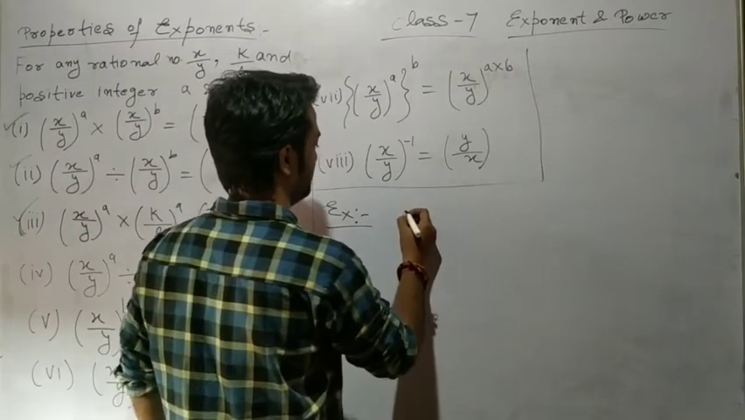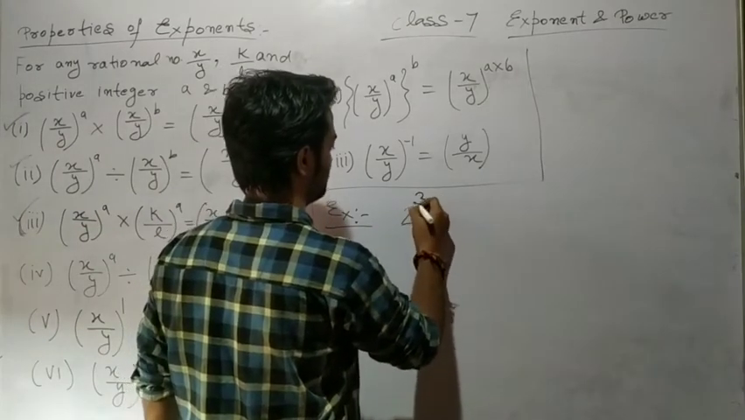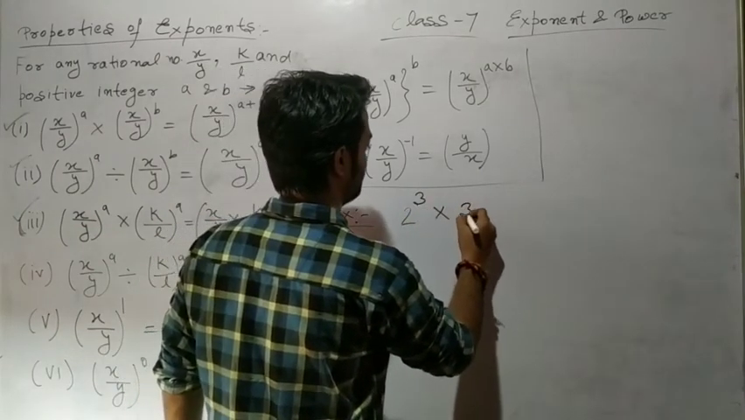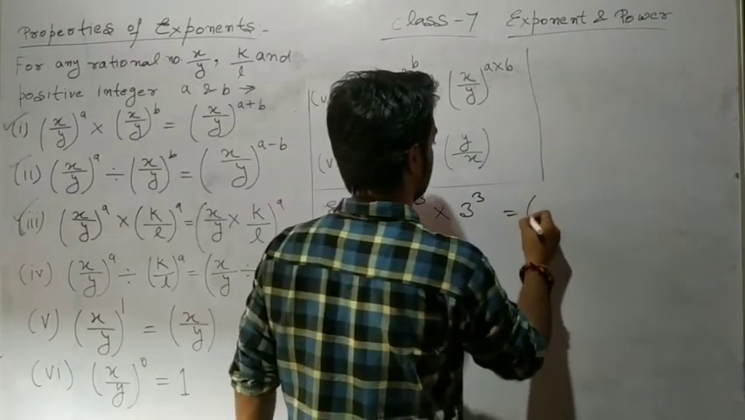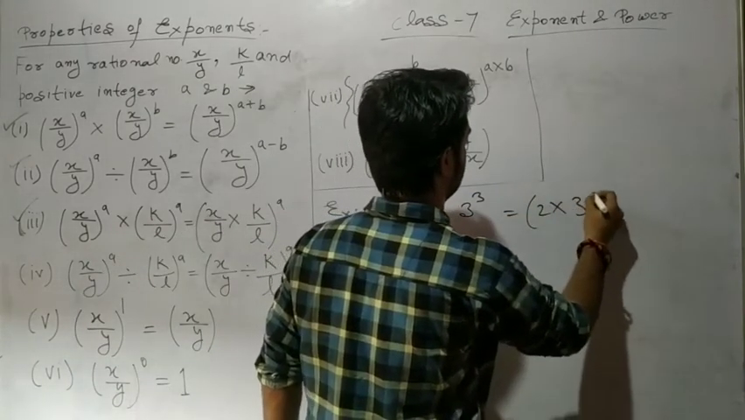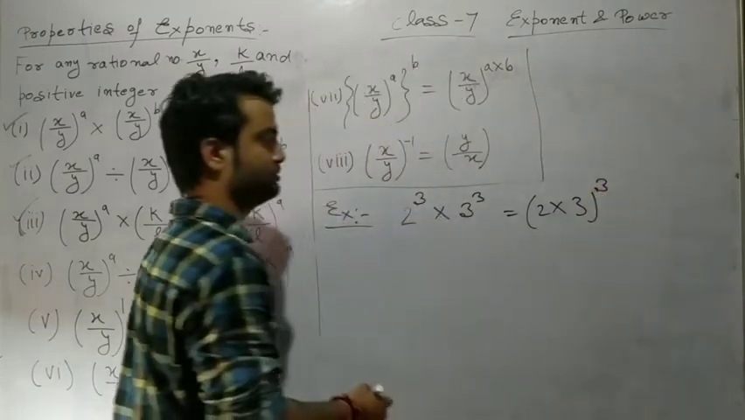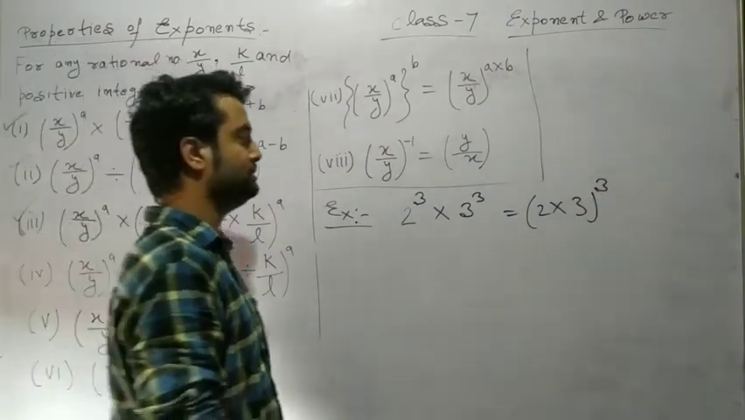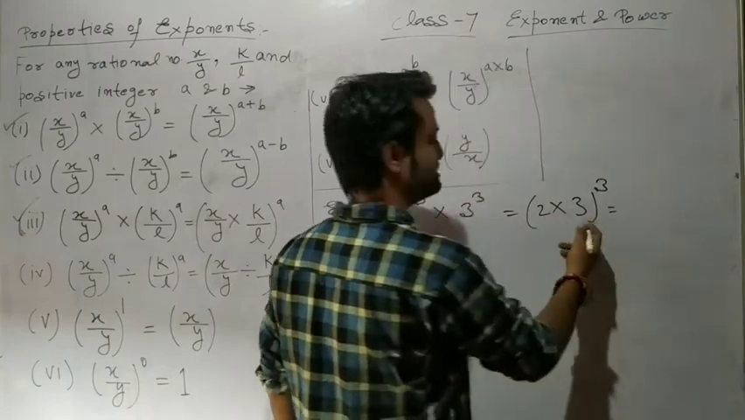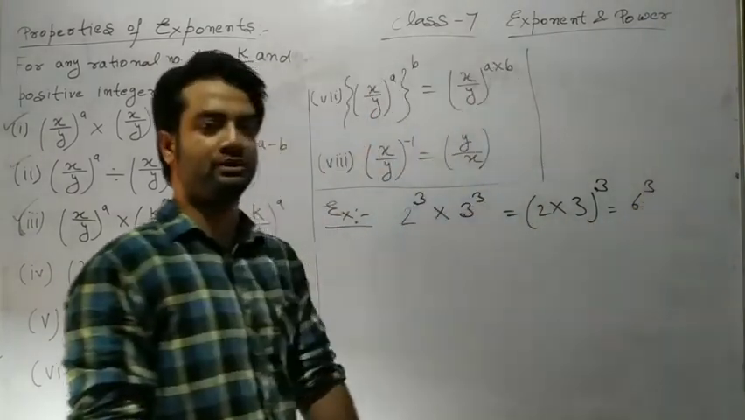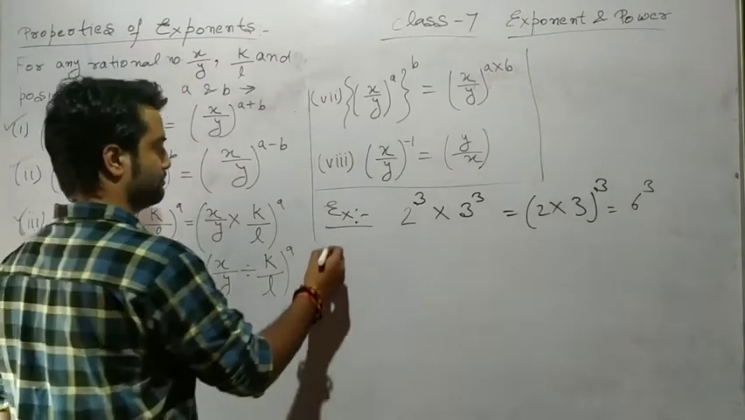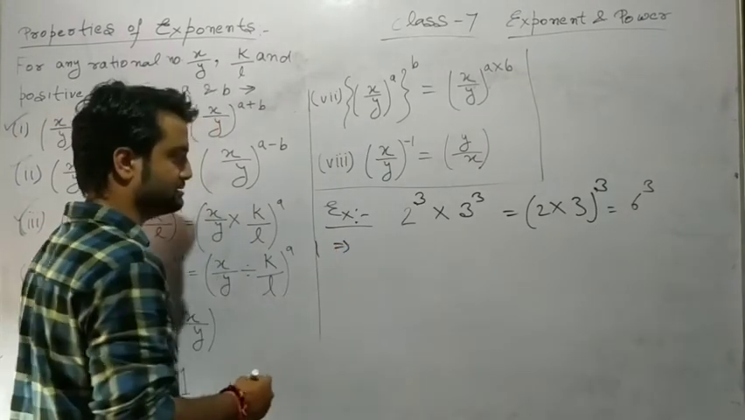It means that if it is 2 raised to the power 3 into 3 raised to the power 3, we can write it as 2 into 3 raised to the power 3. Okay? What will be the answer? 2 3's are 6. 6 raised to the power 3. Now let's see how this answer comes.